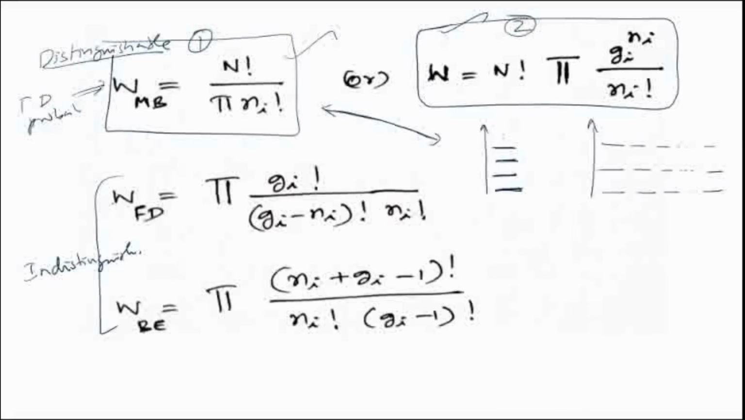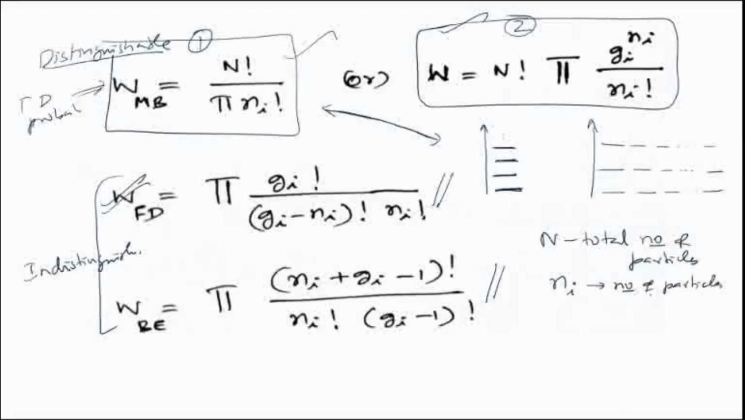Then for Fermi-Dirac, we should use this formula. For Bose-Einstein, we should use this formula to calculate thermodynamic probability. Here, what does capital N represent? Capital N represents the total number of particles, and small ni indicates the number of particles in the ith level. And what is Gi? Gi is nothing but the degeneracy of the ith level.